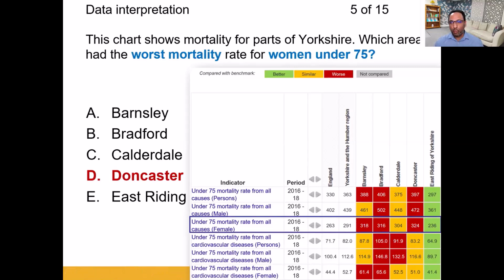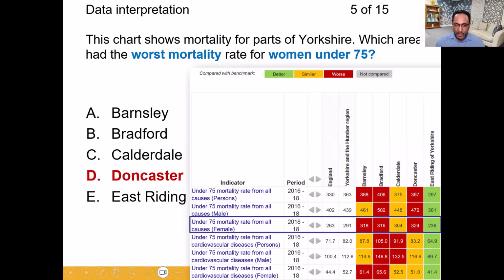Okay, now why might people have picked Bradford, which was the second most popular answer? So if you look at Bradford, if you were looking at men and women, so persons, you can see Bradford had the highest rate. If you looked here at men, again, Bradford had the highest rate. If you looked at the wrong line, you're going to get the wrong answer. Similarly, if you looked at female, but you were looking at just cardiovascular disease instead of what did the question ask? It just said worst mortality rate. That's this line. Okay, that's exam technique. Reading the question carefully and understanding what's being asked of you.